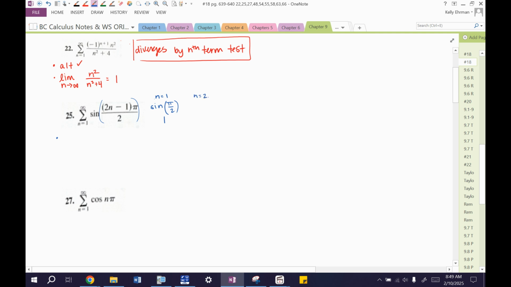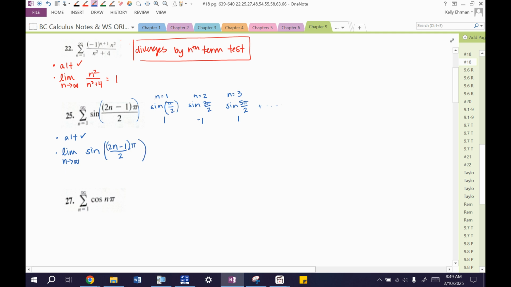And if I plug in 2, I would get the sine of 4 minus 1, 3 pi over 2, and that's -1. And if you keep going, it is going to alternate. The sine of, if I put 3 in, I get 5 pi over 2. That gives you a full 2 pi plus an extra half, so that's the same as sine of pi over 2. So this is alternating. And the next thing to check is the limit as n approaches infinity of the sine of 2n minus 1 over 2 times pi.